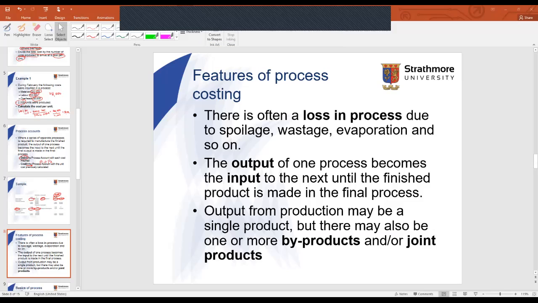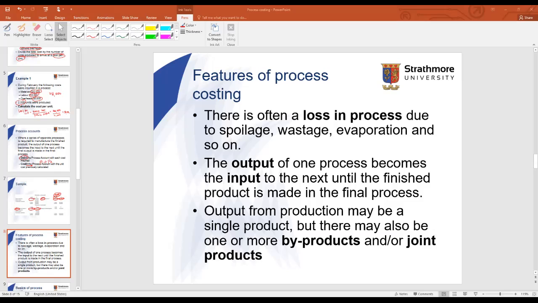So output from production may be a single product, but there may also be one or more products, called byproducts or joint products. I think I mentioned that in the case of the oil refinery. There may be a case of only one product by the end of the process, or you can have more than one product occurring. From petrol, you can have diesel, tar, and gas. So production does not always have to yield one unique product.